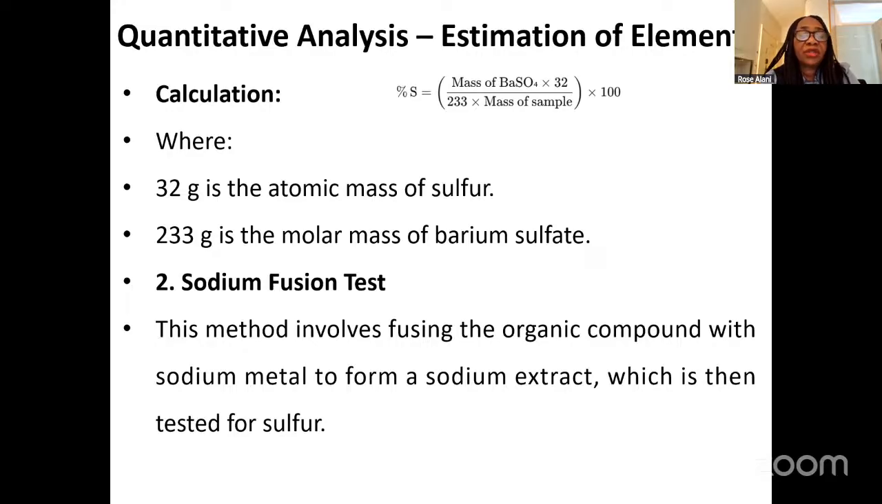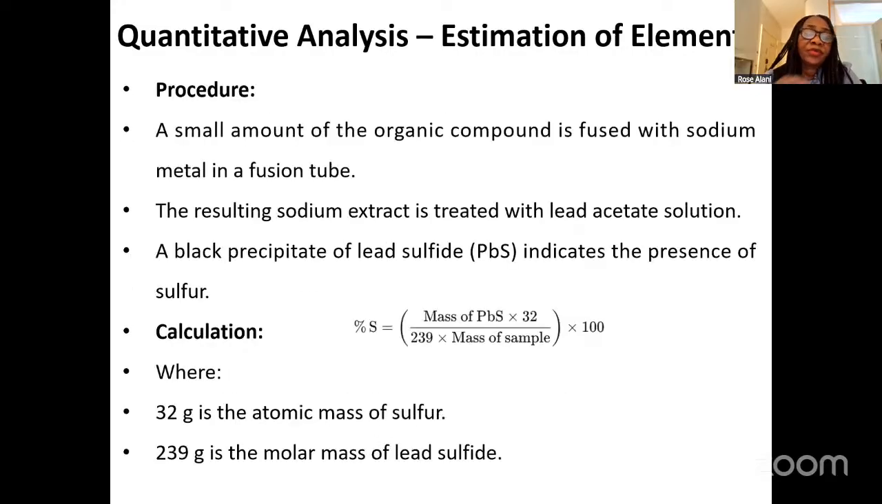The second method is the sodium fusion test, which involves fusing the organic compound with sodium metal to form sodium extract, which you then test for sulfur. And this is how you carry out the calculation also.